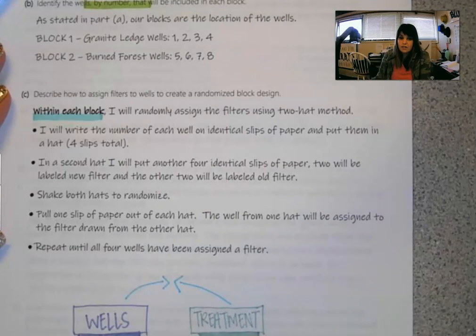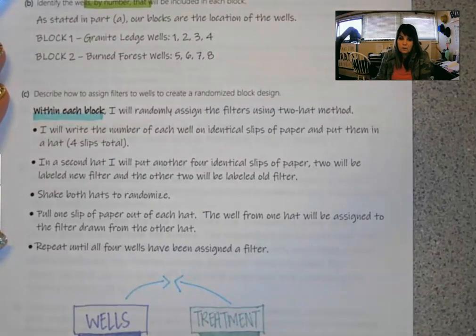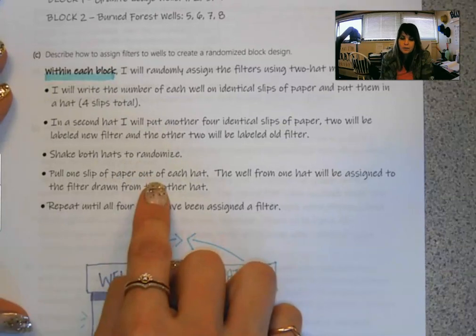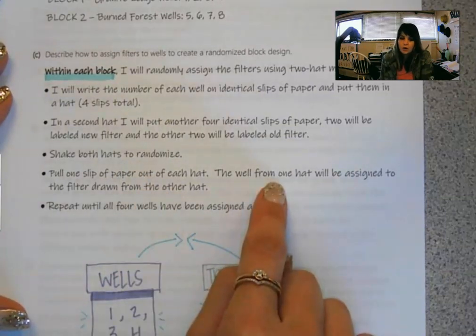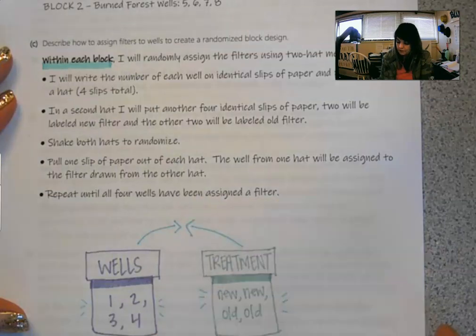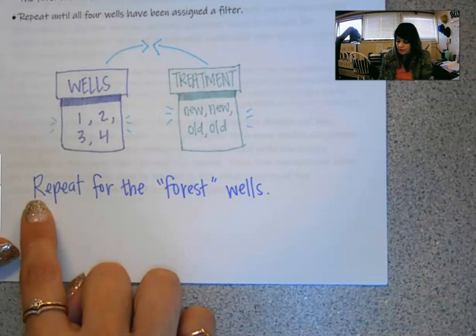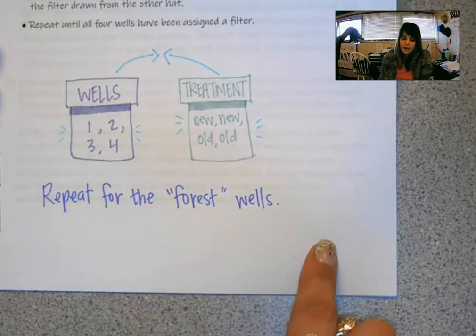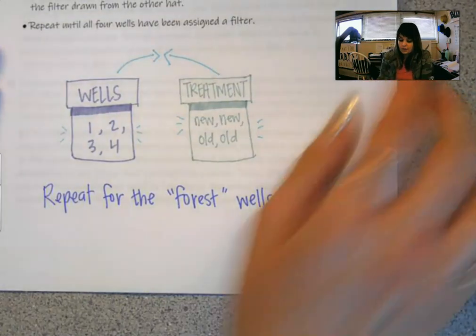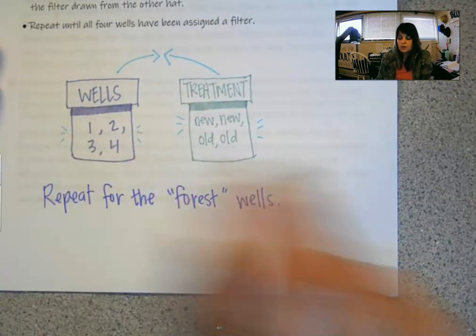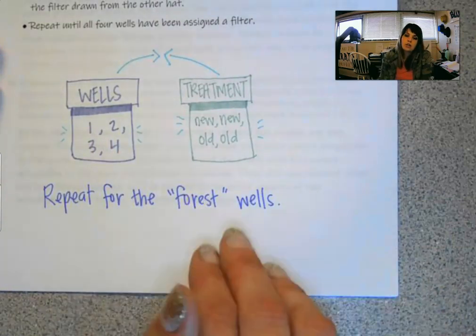So I'll write the number of each well on identical slips of paper. In a second hat, I will put another 4 identical slips, 2 labeled with the new filter, and the other 2 labeled with the old filter. Shake both hats to randomize, pull 1 slip out of each hat, and then explicitly state that the well from one hat will be assigned to the filter from the other. Repeat until all 4 wells have been assigned a filter. And then down here, I have repeat for the forest wells. And I should add in compare at the end, combine, conclude. So compare the results for the forest wells to each other, compare the results for the granite ledge wells to each other, combine, and make a conclusion.